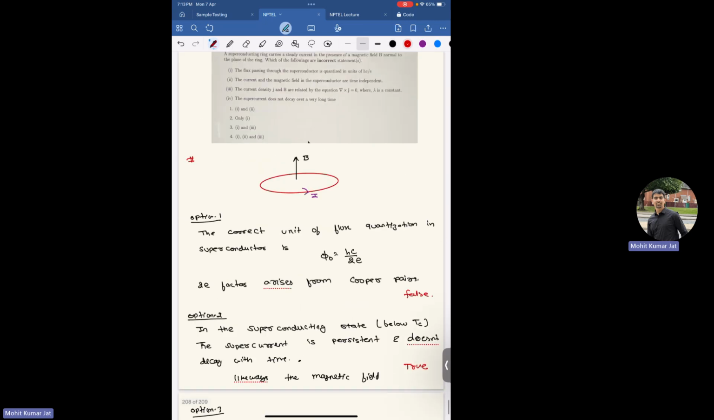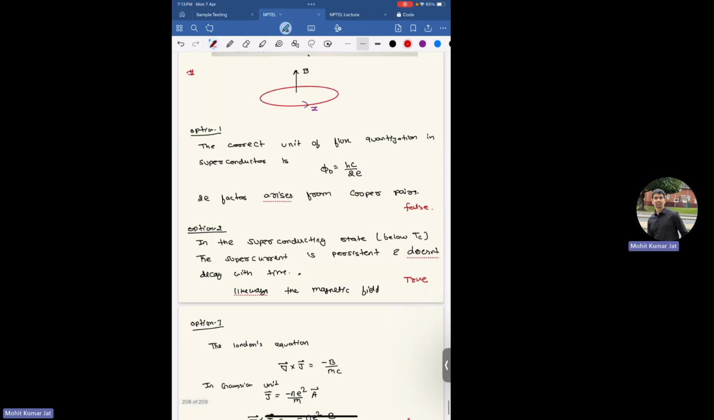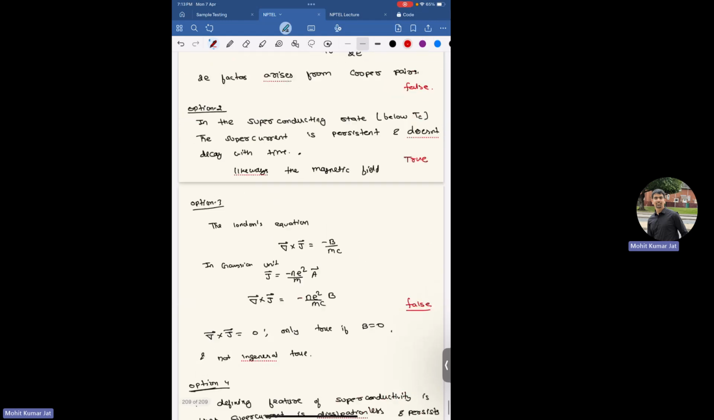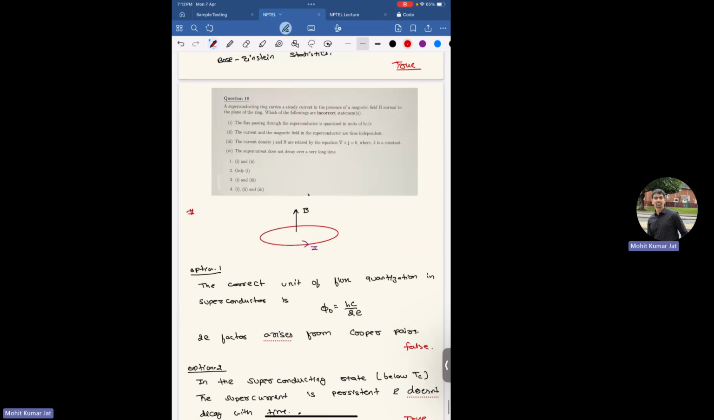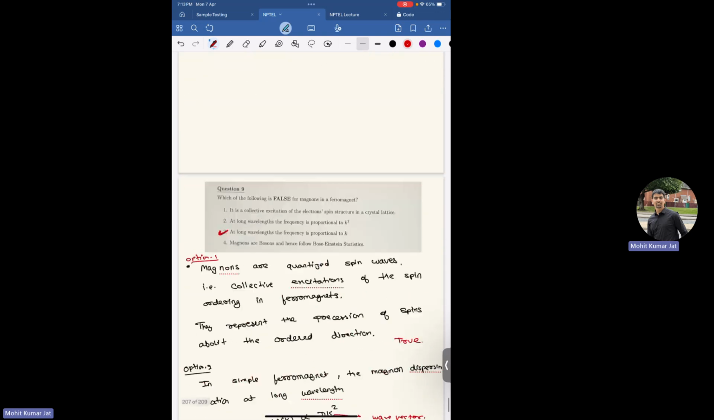So this statement is true. Now the question asked us which of the following are false. So we have seen that the option number first is false and third is false. So the correct option here is answer number 3, given options first and third are false. So with this one, this assignment number 10 is concluded.